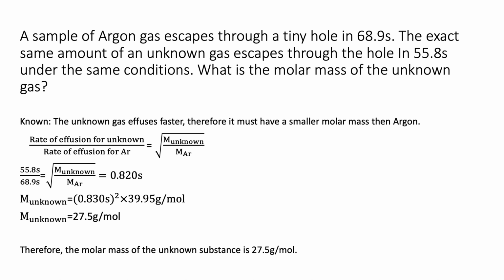Now we have to try and eliminate the square root on the molar mass. So in order to do that, you have to square both sides, to the power of 2, in order to get rid of it. Now that you do that, you are left with 0.820 to the power of 2 times the molar mass of argon, which is 39.95. Now we can solve for the molar mass of the unknown, which is 27.5 grams per mole.